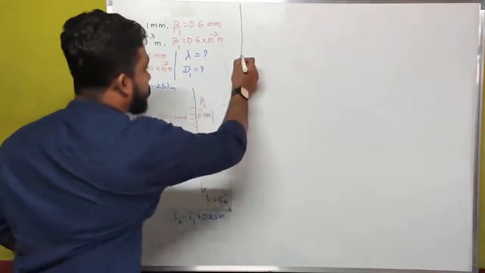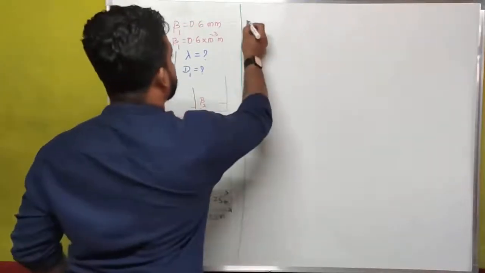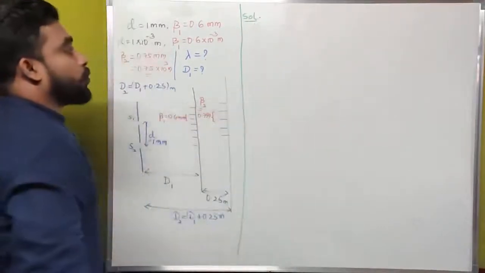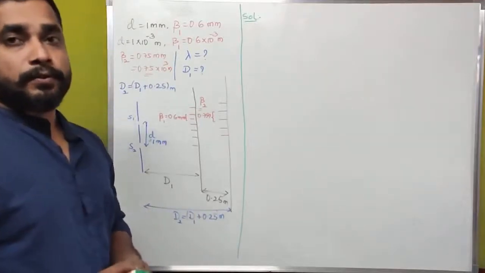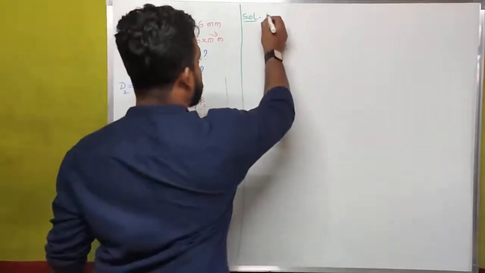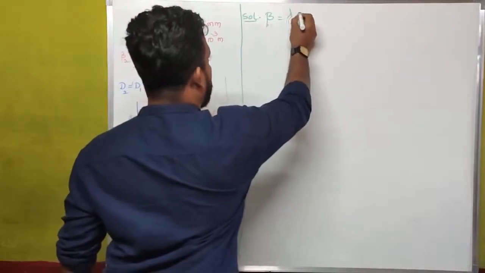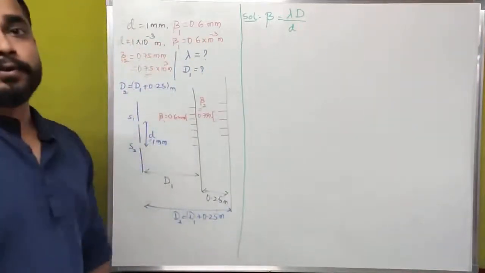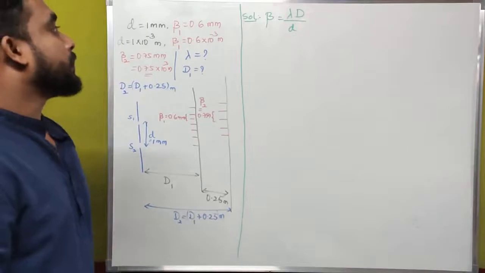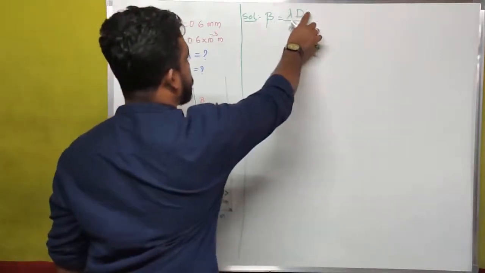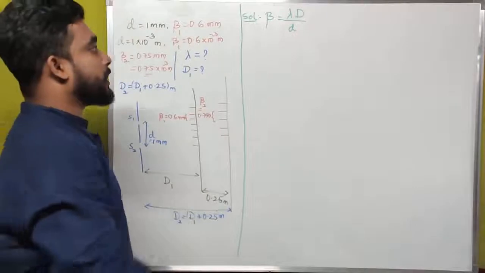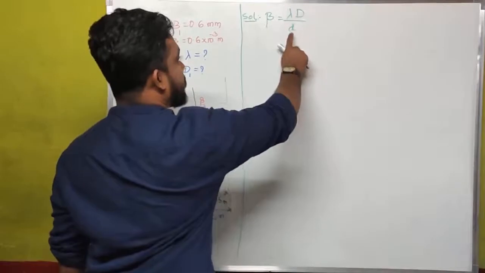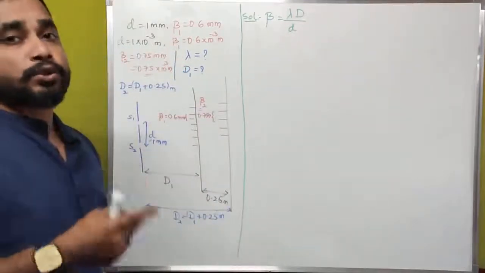For that, what we can do is recall the expression for fringe width of fringes. That is beta is equal to lambda D divided by small d. This is the expression for fringe width of fringes of an interference pattern. That is beta is equal to lambda D divided by small d. Here lambda is wavelength, beta is fringe width, D is distance between the slit and the screen, small d is the distance between the two slits.